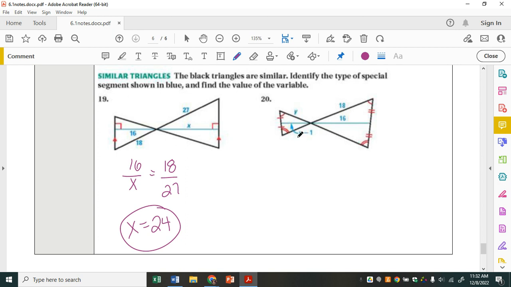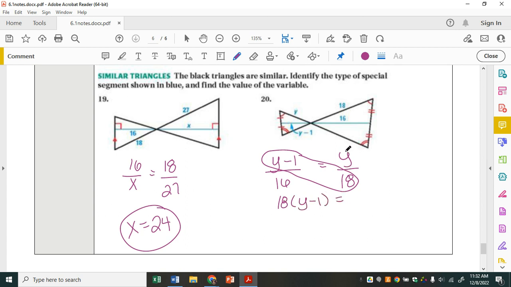Okay, on this problem, it's a little different. Okay, because I have the same variable, but I have it in 2 different spots. So I'm going to do y minus 1 over 16, and I'm going to set that equal to y over 18, because those are my corresponding sides and pieces here. And I can't cross multiply divide like I've been doing to solve for my variable, so I'm going to cross multiply to solve for this proportion.